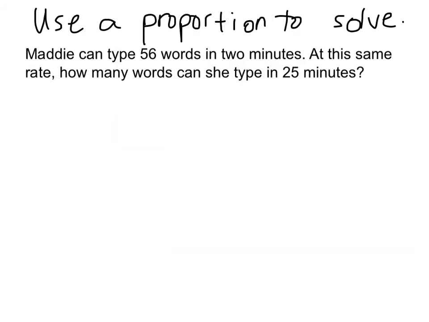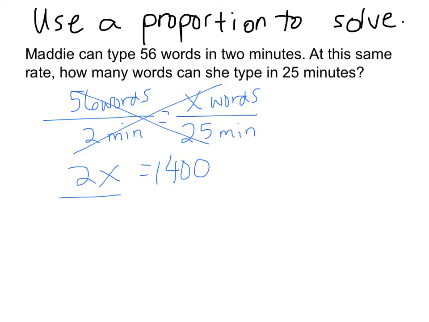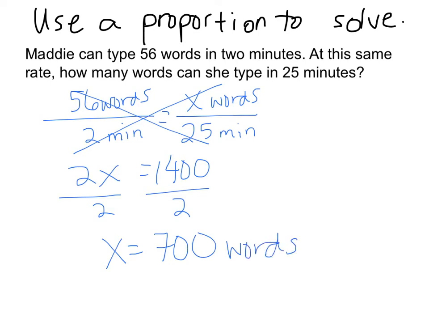Use a proportion to solve. Okay, Maddie can type 56 words in 2 minutes. And at the same rate, how many words, so x words can she type in 25 minutes. So we cross multiply. So 2x equals 56 times 25, 1400, divide by 2, and x equals 700 words. That's how many she could type in 25 minutes.